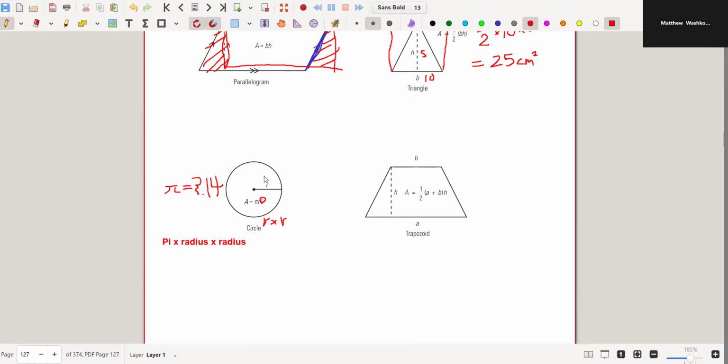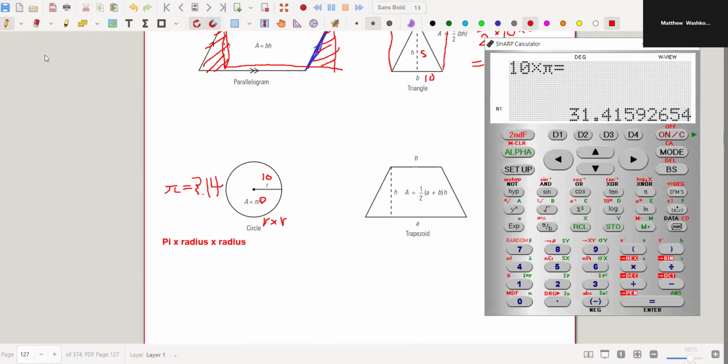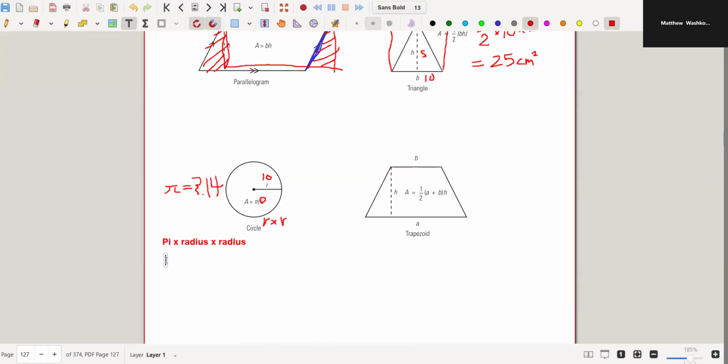So if I tell you that the radius of this circle is 10, what you're putting in your calculator is one of two things. You're either going to put in pi times 10 centimeters times 10 centimeters, or two, you're going to put in pi times 10 squared centimeters.